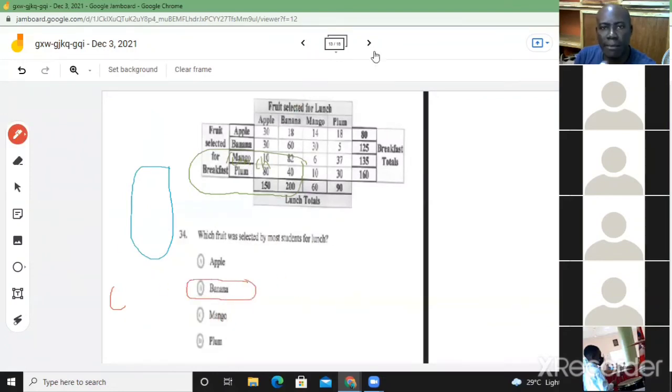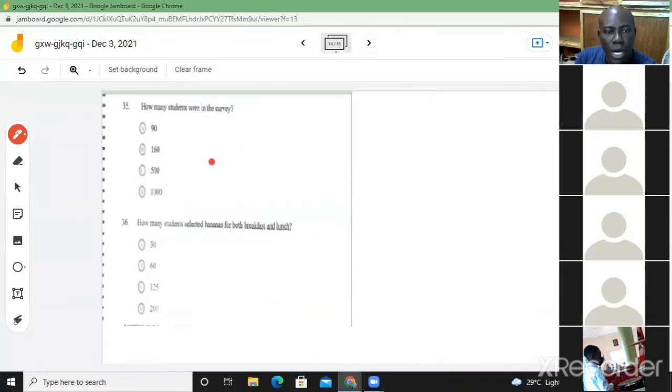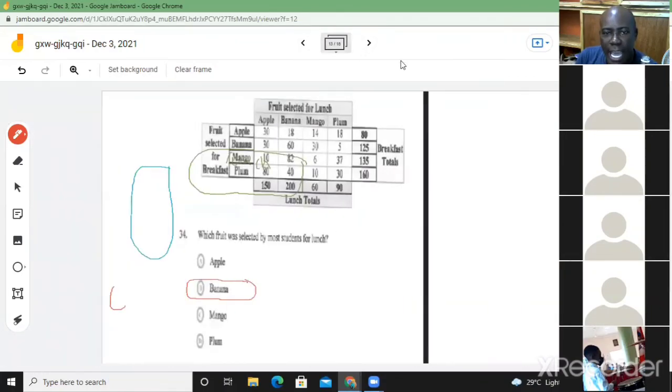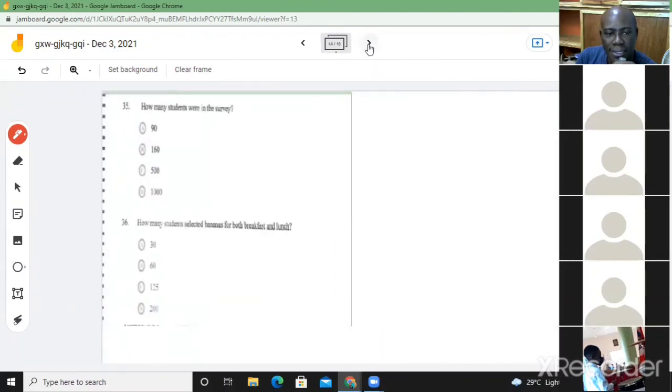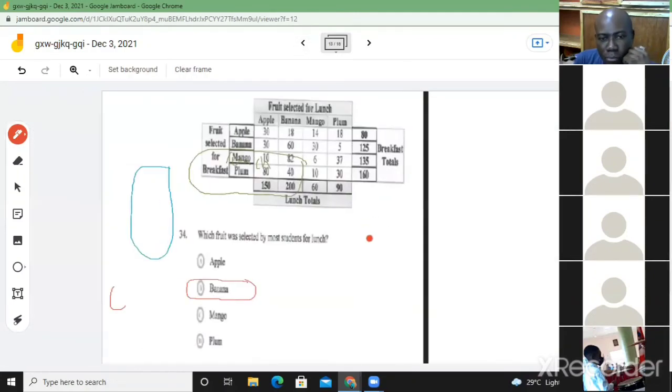All right, that's banana. I would have to go back and forth each time now, okay? Everybody understand? Yes, sir. How many students were in the survey? Let's go back. How many students were in the survey altogether? Now, would you agree that is the same number of students that selected breakfast? They are the same students that selected for lunch.